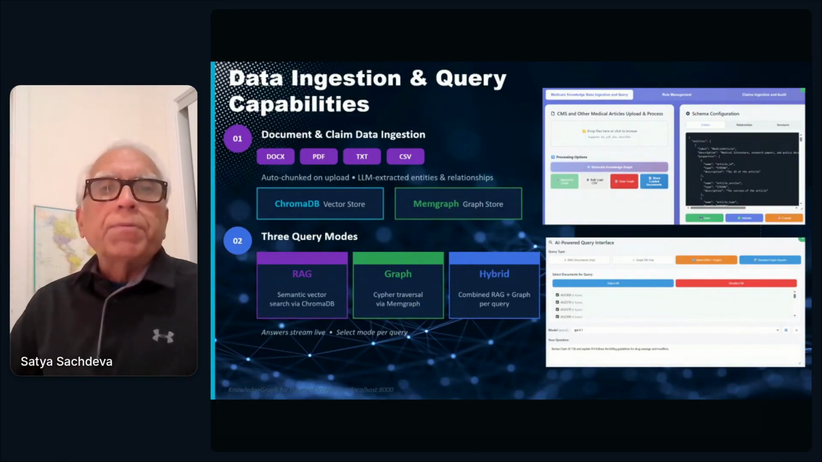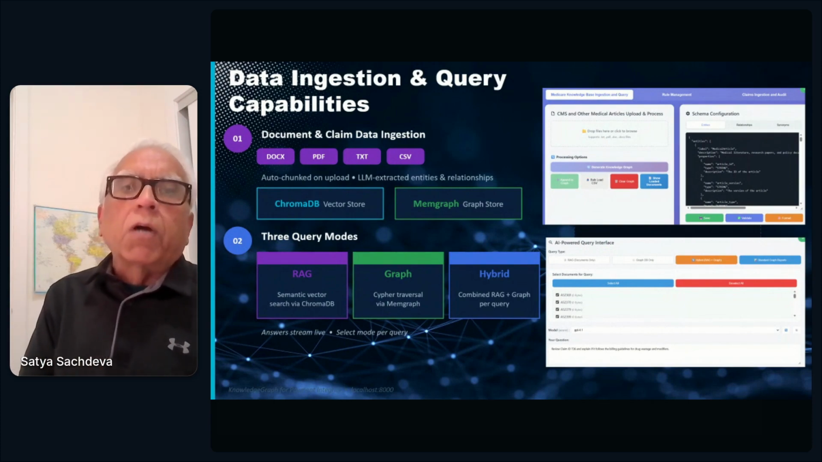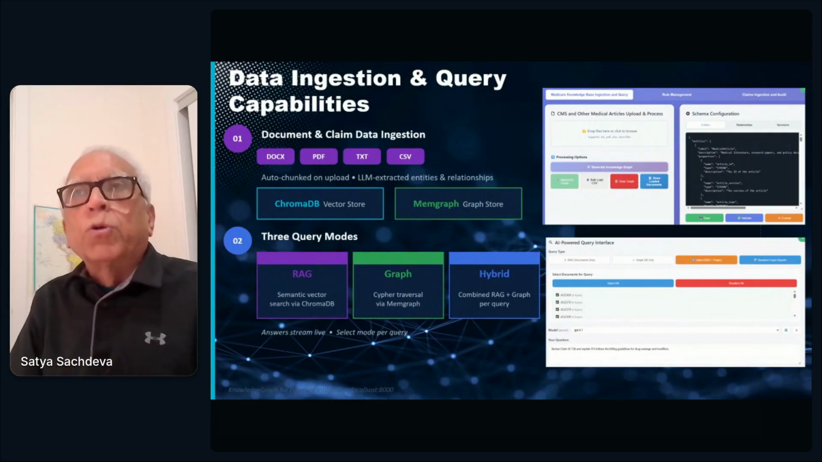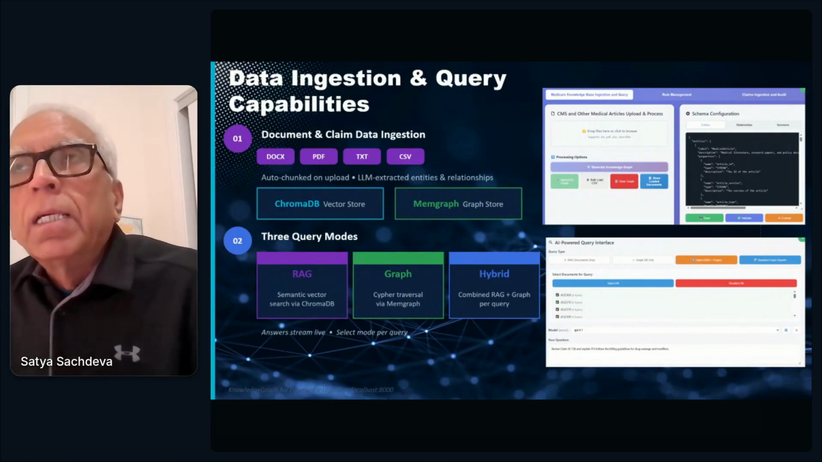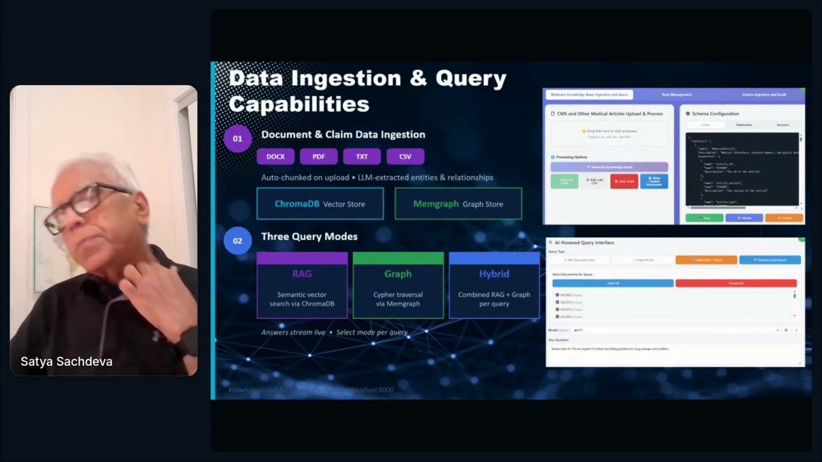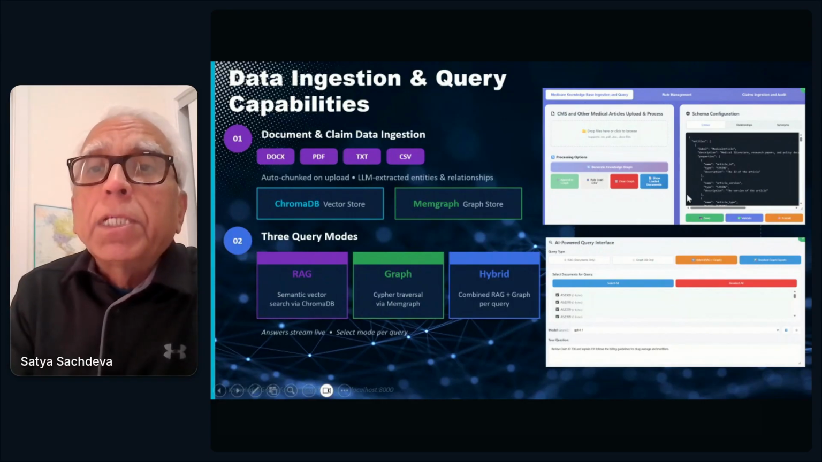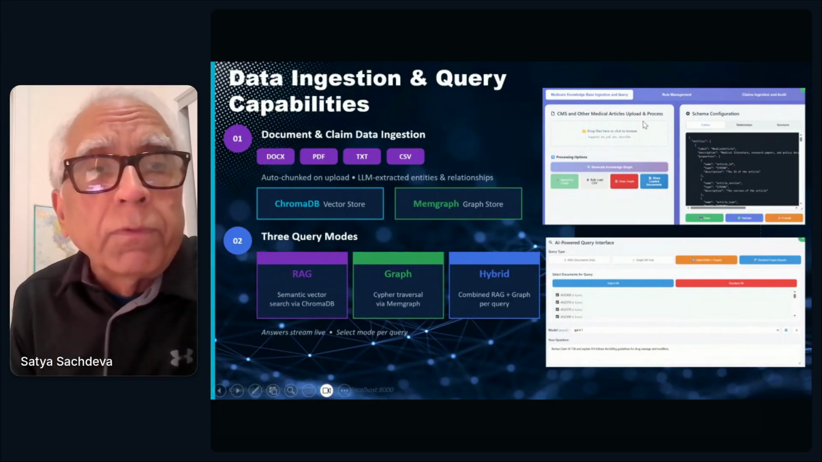So there are 2 types of stores: the vector store for storing chunks of documents, and then the graph store for actually storing structured and even unstructured data both. And the 2 screens on the right hand side basically show you how it works.